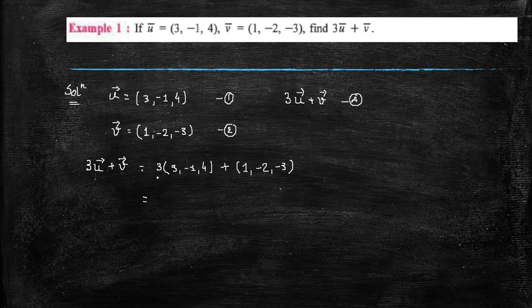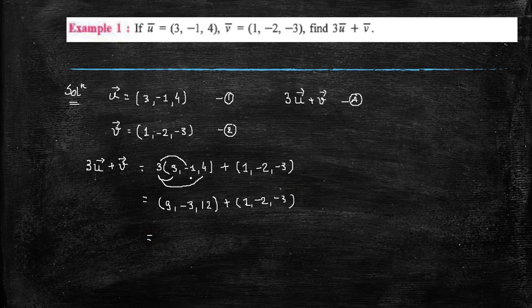Multiplication or addition? We will always go for multiplication, because in precedence multiplication comes first and addition after that. So 3 into 3, that is 9, comma 3 into -1, that is -3, comma 3 into 4, that is 12, plus 1, -2 remains same, and -3.